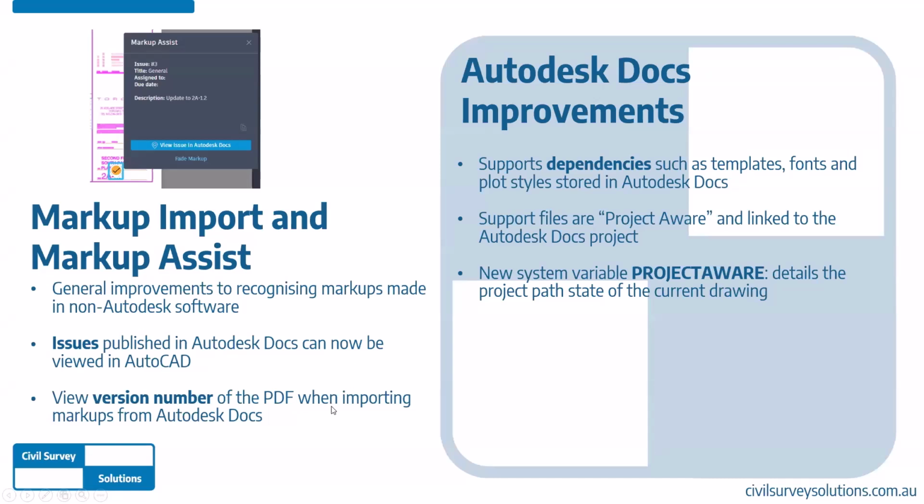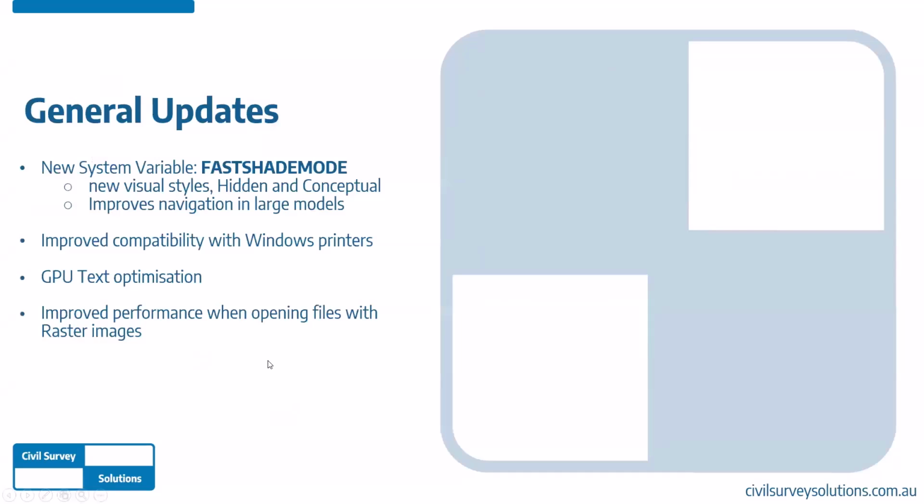If you are importing a PDF for your markup, you can now also see what version of the PDF it is. If you're in Autodesk Docs, you'll know that every time a document is changed, the version number increases, so you'll be able to make sure that you're working on the latest version. And just a couple more updates for AutoCAD. We've got the new system variable called fast shade mode. So it gives you two new visual styles called hidden and conceptual. And that basically helps to improve when you're navigating in very large models.